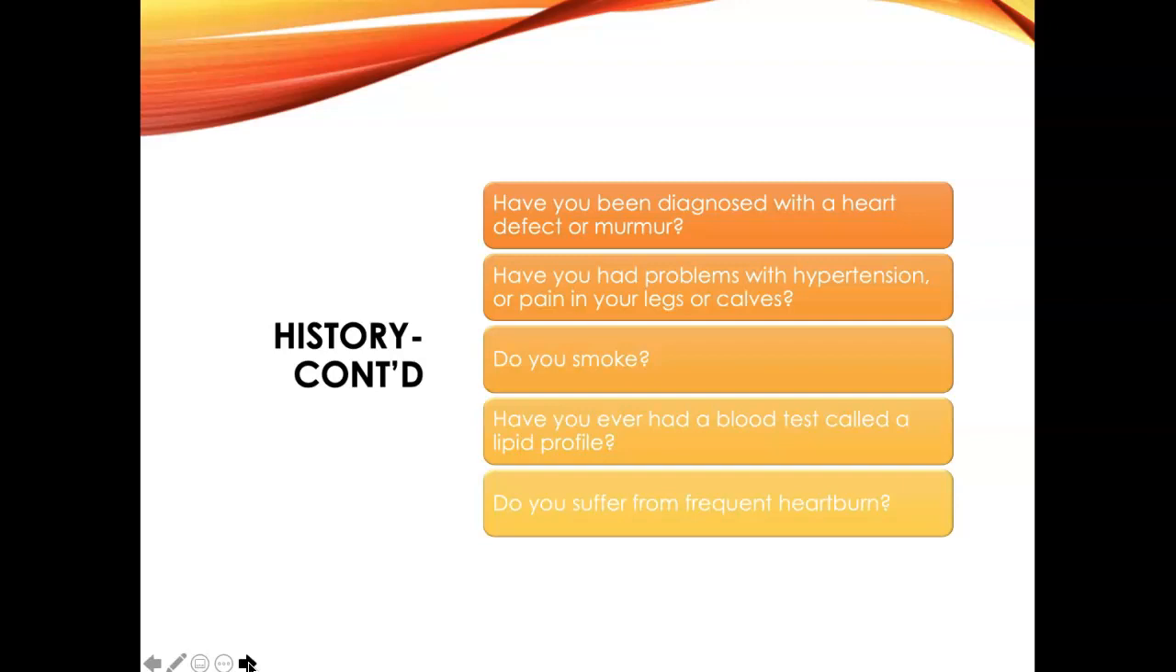Do you suffer from heartburn? And why do we ask about heartburn? Well, many, many times, probably more times than I can count, I've had clients in the ER that actually were having a myocardial infarction, or a heart attack, when they thought they were just having acid reflux.